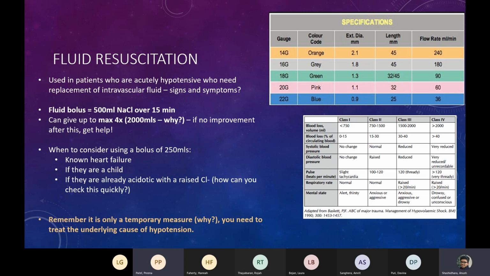A practical tip, if you are ever in that situation: get help after the 3rd bag, because by the time the 4th one's going in, the person might be on their way, basically. So get help earlier rather than later. And the limit is 2 liters.